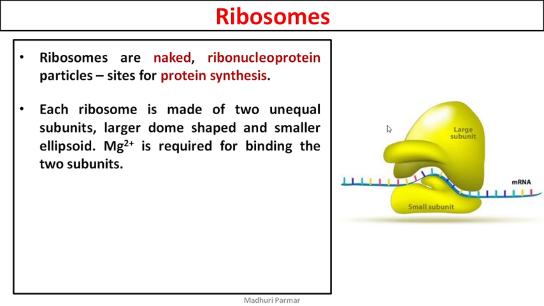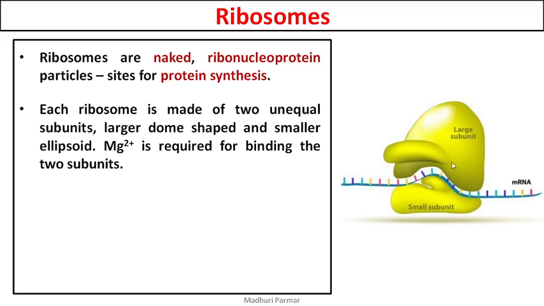It is made up of two unequal parts. Unequal because one of them is larger, which is called the large subunit, as you can see here. It is more like dome shaped. And the other one is the smaller subunit, which is ellipsoid, ellipse shaped, like oval in shape.